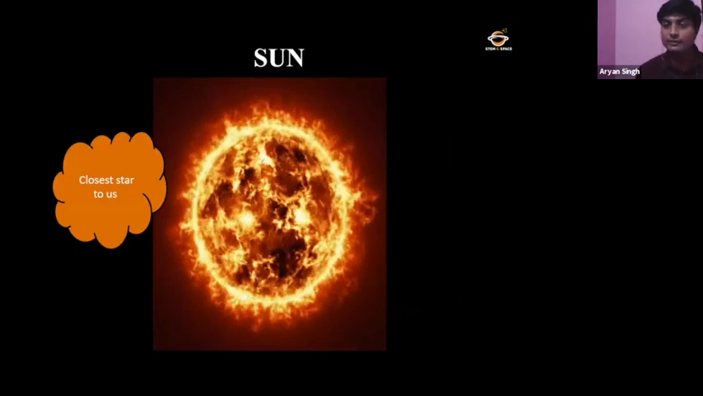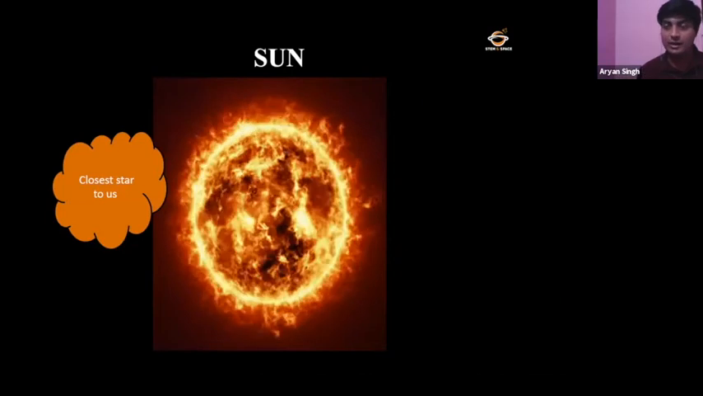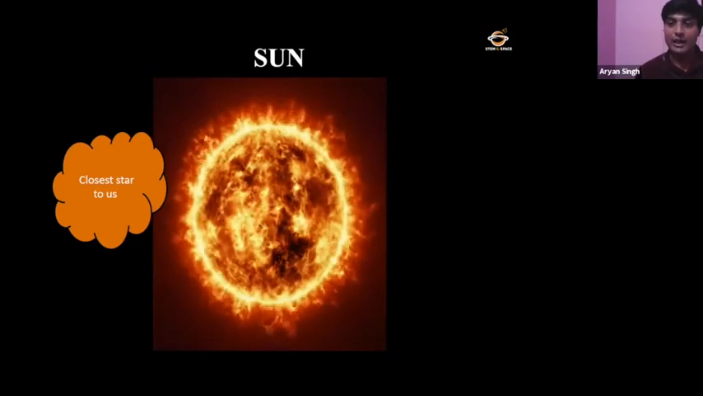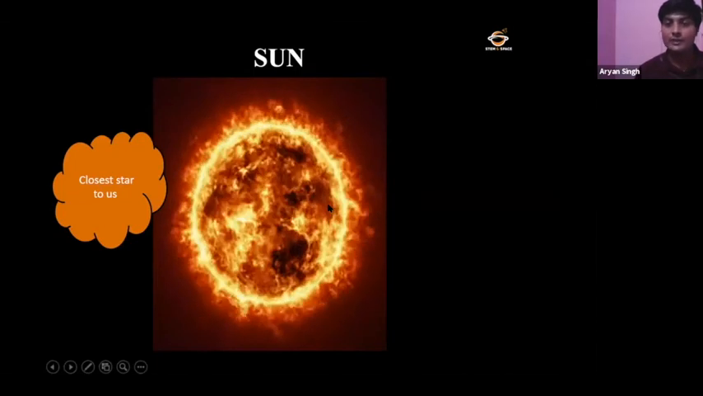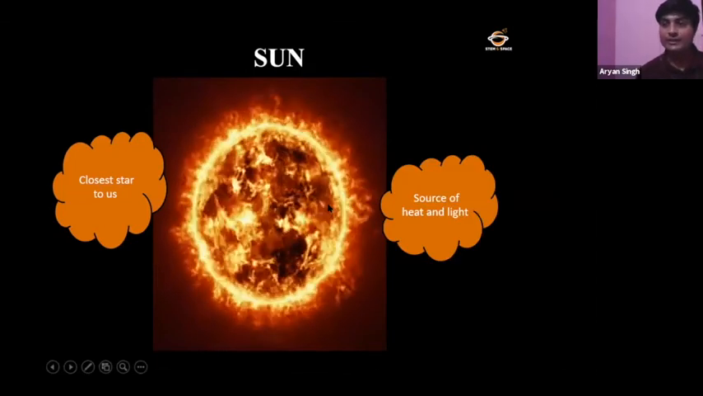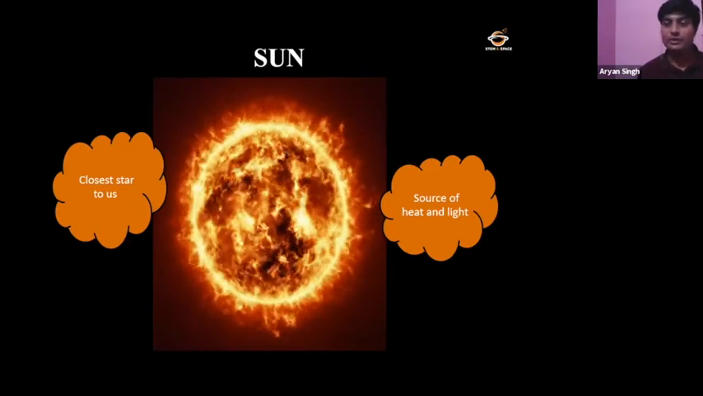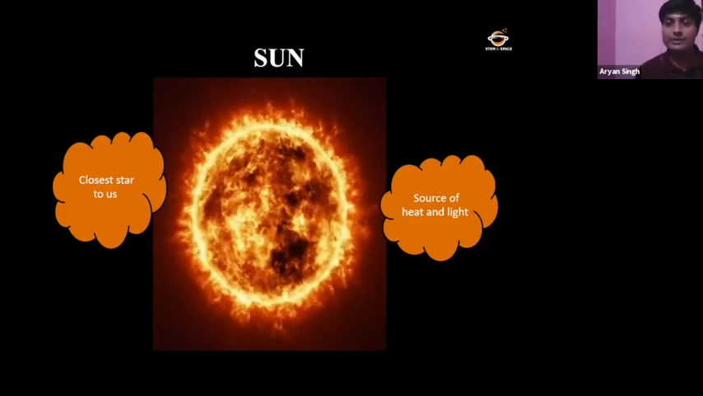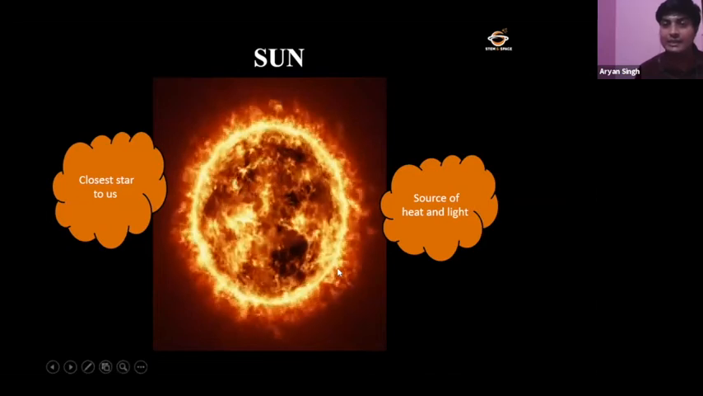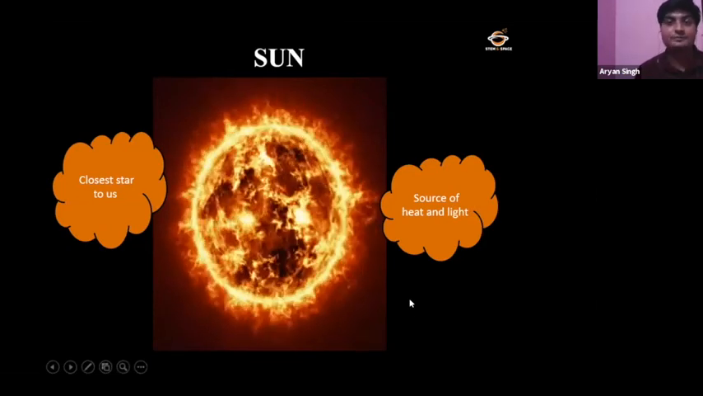If you see Sun from some distance, it will also look just like the other stars that you see at night. Okay, I hope it is clear. So Sun is the closest star to us. Also, it is the source of heat and light. Everybody knows about it, because how do we say it's daytime? We say it because of the sunlight that we get, right? So it has got a lot of heat and light because of some process going on. The burning gases inside Sun cause reactions producing heat and light.